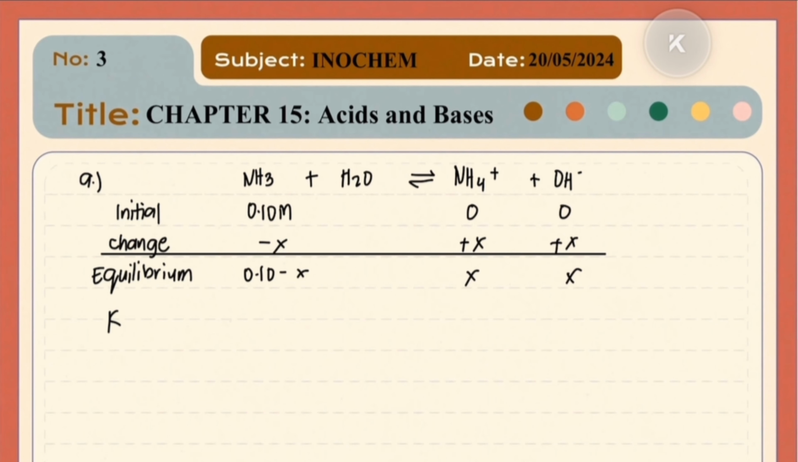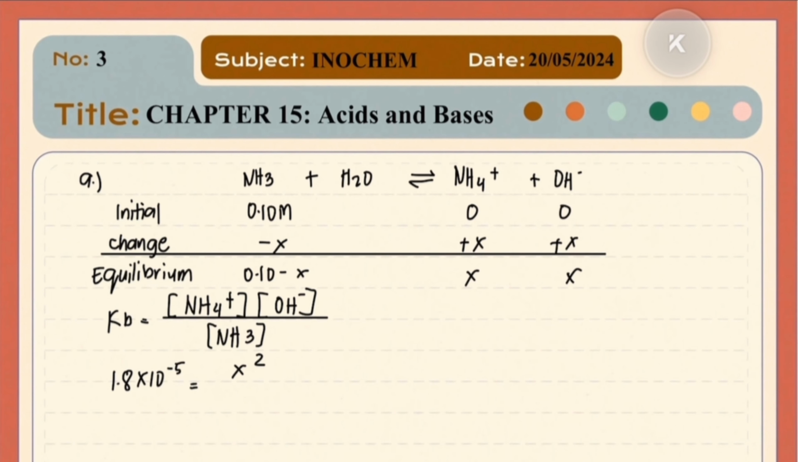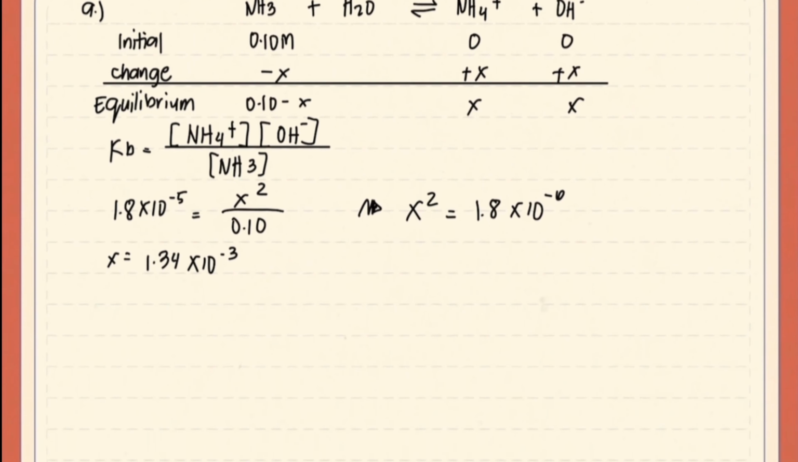The Kb for the equation is NH4 plus times OH minus over NH3. The Kb value of NH3 is equal to 1.8 times 10 raised to the negative 5, which would give us 1.8 times 10 raised to the negative 5 equals x times x over 0.10. This turns to x squared equals 1.8 times 10 raised to the negative 6. Then we will apply square root to both sides to get x equals 1.34 times 10 raised to the negative 3.